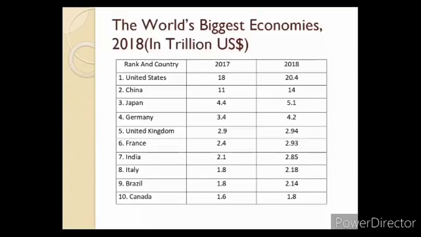The world's biggest economies in 2018 in terms of trillion US dollars. As you can see in the table, from the year 2017 to 2018, the United States has big changes in terms of its economy, followed by other countries, and that is China with the second growing economy, Japan, Germany, United Kingdom, France, India, Italy, Brazil, and Canada.